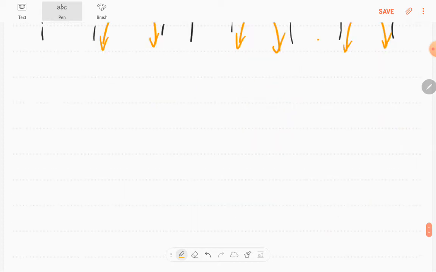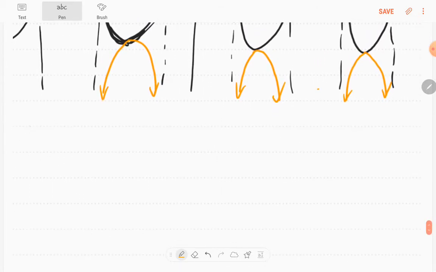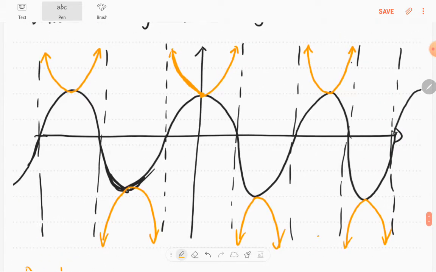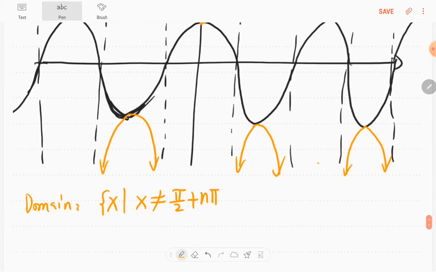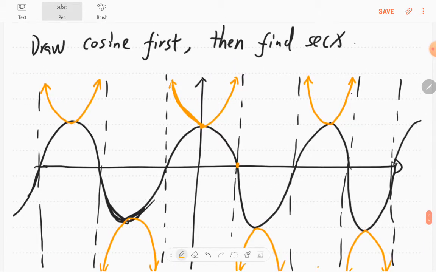So from this graph, we can see that the domain is all the x values except the vertical asymptotes. So it's all x such that x is not equal to pi over 2 plus n pi, right? So this is pi over 2, and if you add a negative pi, it would be negative pi over 2. Add another negative pi, it would be negative 3 pi over 2. If you add a pi, it would be 3 pi over 2. Add a pi would be 5 pi over 2, and so on.